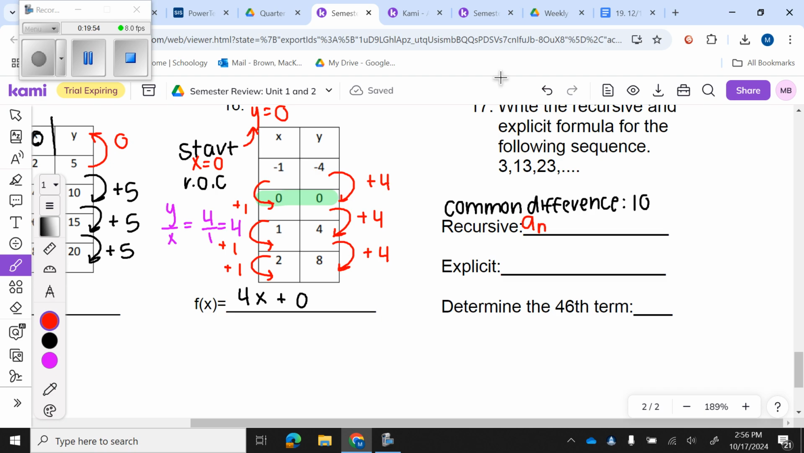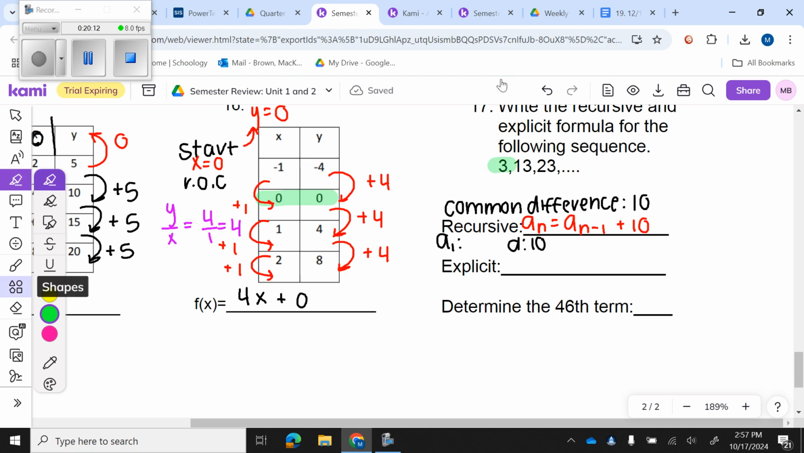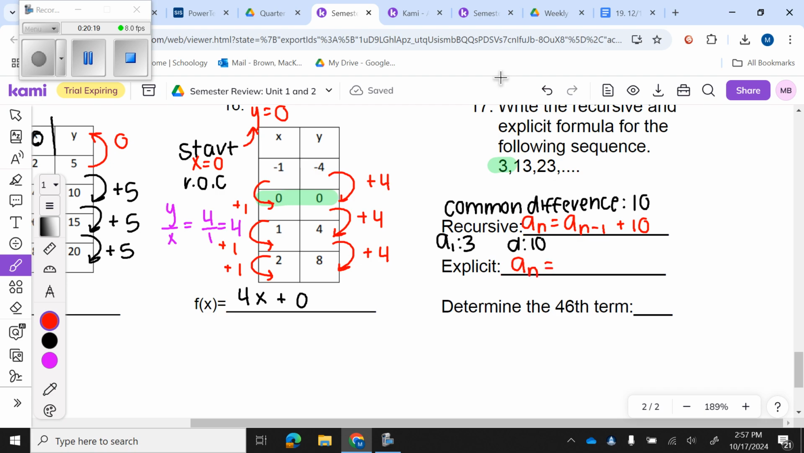So I'm going to come put this into my recursive formula, which the only thing I need to replace is the difference, which in this case is 10. The explicit needs two things. It needs your A1 and your difference. I already know my difference is 10. Well, my A1 is my very first term, which the very first term here is 3. Now I'm just going to come put this in my explicit formula. I'm going to have A of n equals my A1 plus my difference, parentheses, n minus 1. Okay, that is my explicit formula.